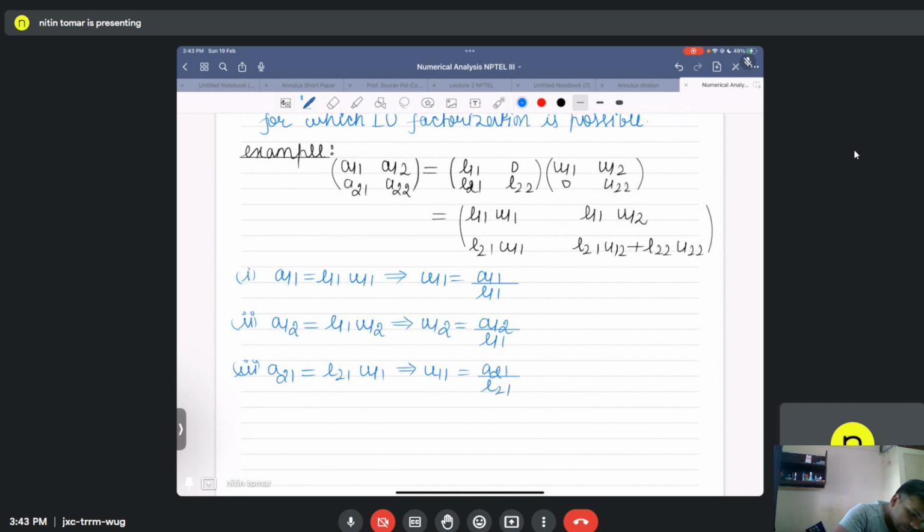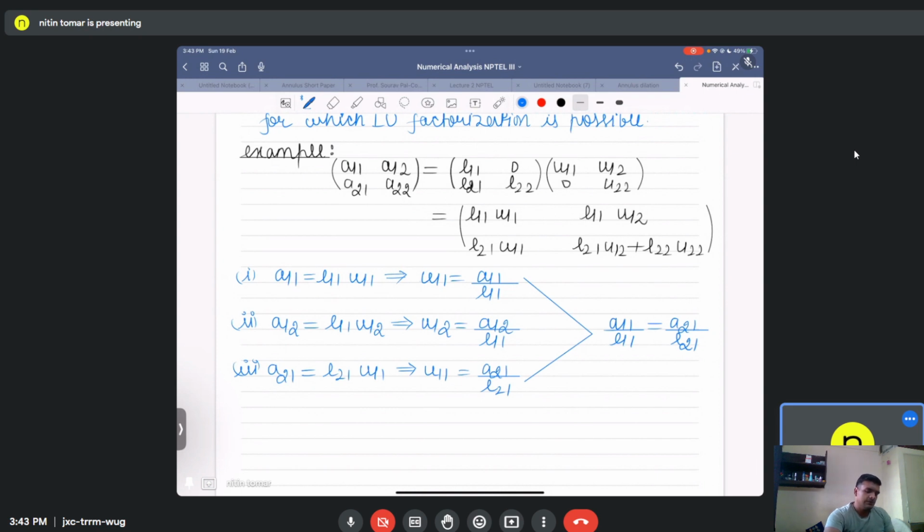Now comparing 1 and 3, this should imply A11 upon L11 should be the same as A21 upon L21.